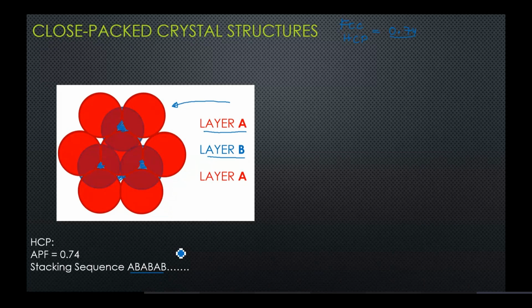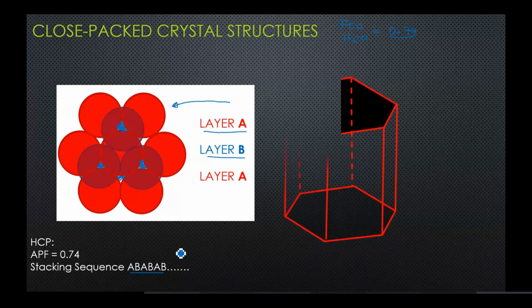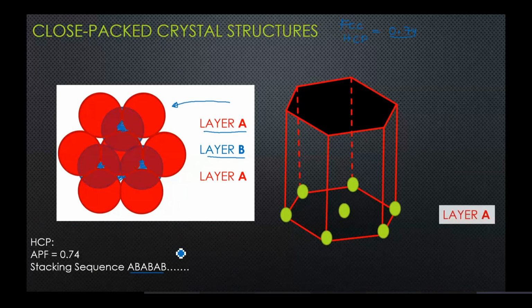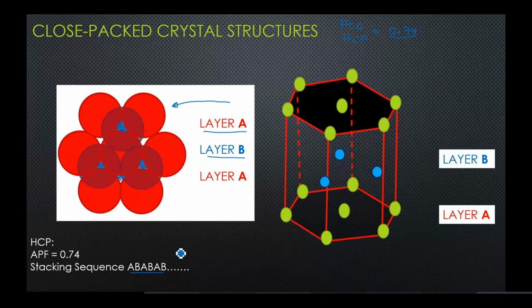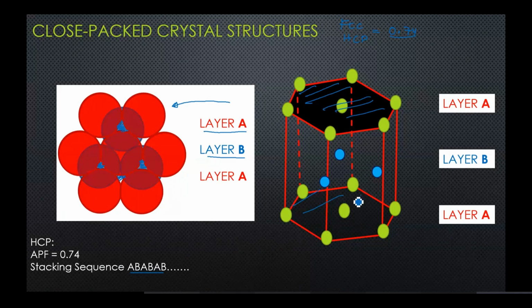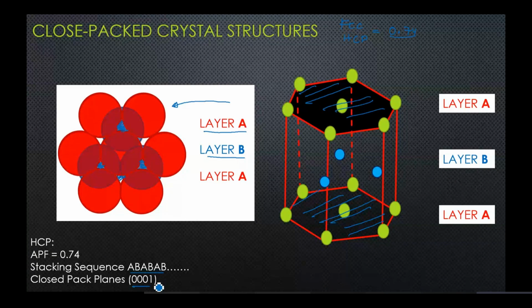And the close packed plane, if you see the closely packed plane, the closest packed atoms are in layer A, or you can refer to this as the 0001 plane. This is the plane in HCP which is the closest packed plane. I hope it is clear to you guys.